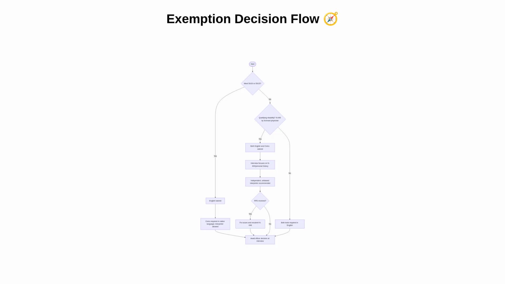If that disability exemption applies, both English and Civics are waived, and the interview will focus on the N-400 and personal history. An independent interpreter is recommended. If neither path applies, both tests are required in English. The flow also includes a branch for receiving an RFE. If an RFE is issued, the applicant should correct deficiencies and respond promptly. If no RFE is issued, the final decision is made by the officer at the interview.